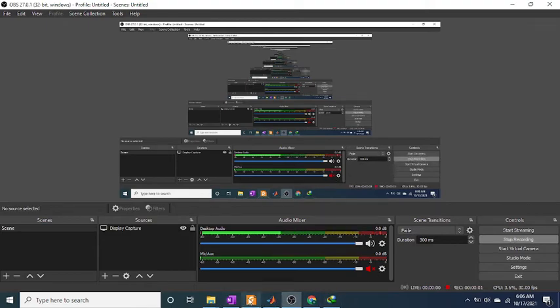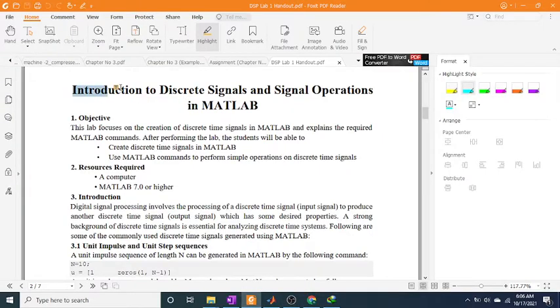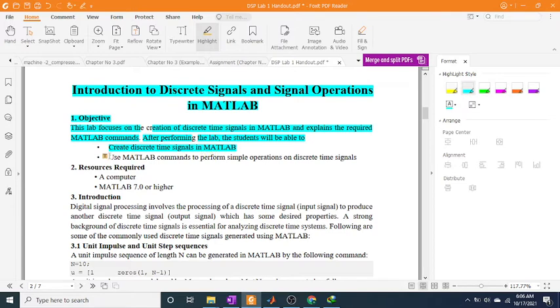Operations in MATLAB. 1. Objective. This lab focuses on the creation of discrete time signals in MATLAB and explains the required MATLAB commands. After performing the lab, the students will be able to create discrete time signals in MATLAB and use MATLAB commands to perform simple operations on discrete time signals.